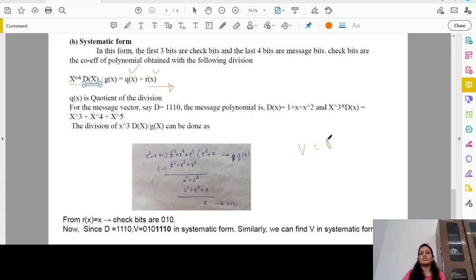So first identify and write down your message bits and then write down your check bits. Now to obtain these check bits, we have to perform this division. But before division, you have to identify the polynomial that results from this particular multiplication. For example, let us take d is equal to 1, 1, 1, 0. So x power 0, x power 1, 2, 3 are there.